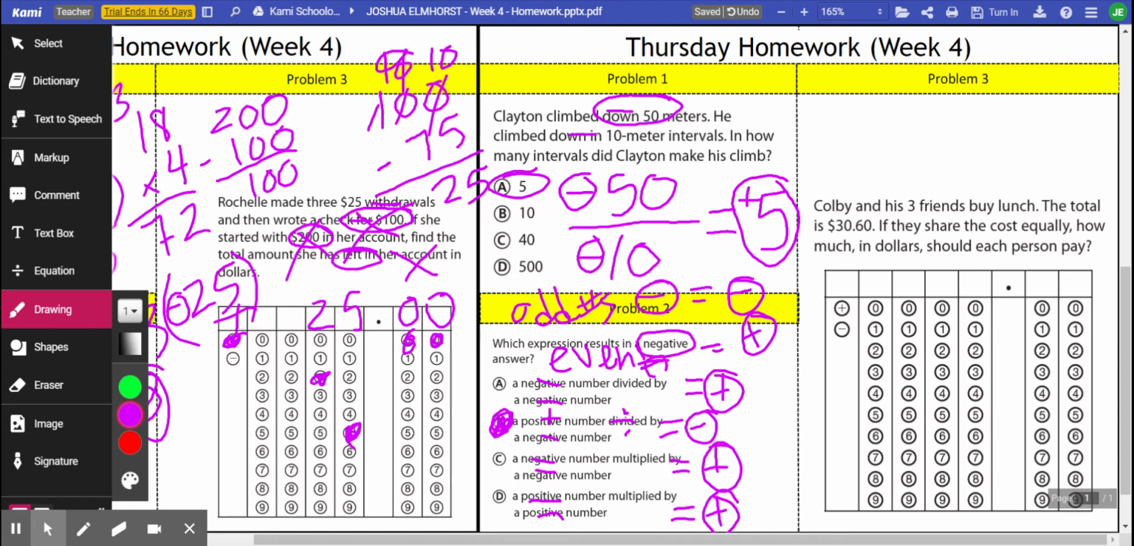Kobe and his 3 friends buy lunch. The total is $30.60. If they share the cost equally, how much in dollars should each person pay? So we haven't got into a whole lot of division for 6th grade yet, so this is just checking division a little. So we got $30.60, and it's being shared equally. Shared equally means you're going to separate equally, which means you are dividing. And Kobe and his 3 friends. Be careful, that's one person and his 3 friends buying lunch. So that's actually 4 people. So the trick here is some students will divide by 3, but there's actually 4 total people.